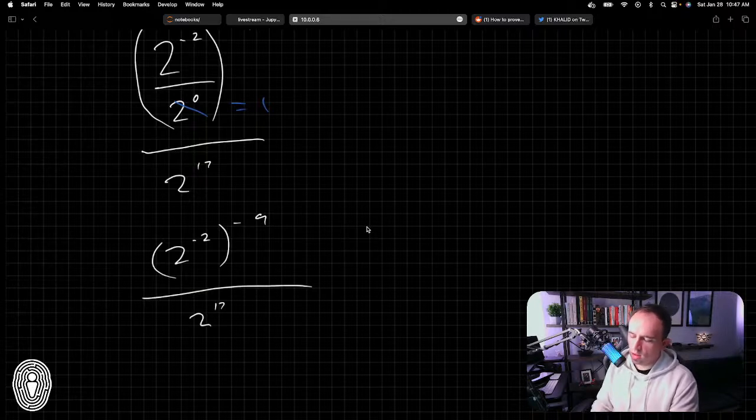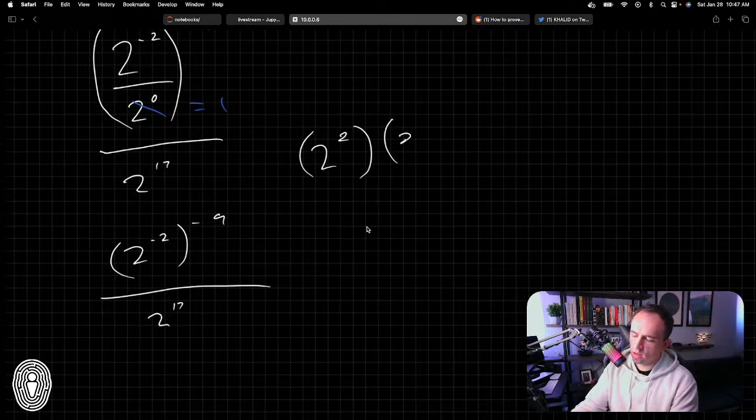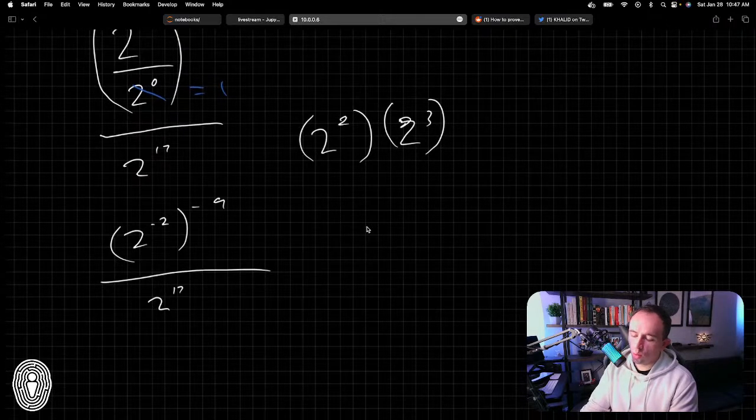Now, one thing I'm realizing that I failed to mention is that the 2 here is called the base. We talked about how if the bases are the same, then we just add the exponents. Now, if we're just raising something to a power, we actually just multiply these two things together.